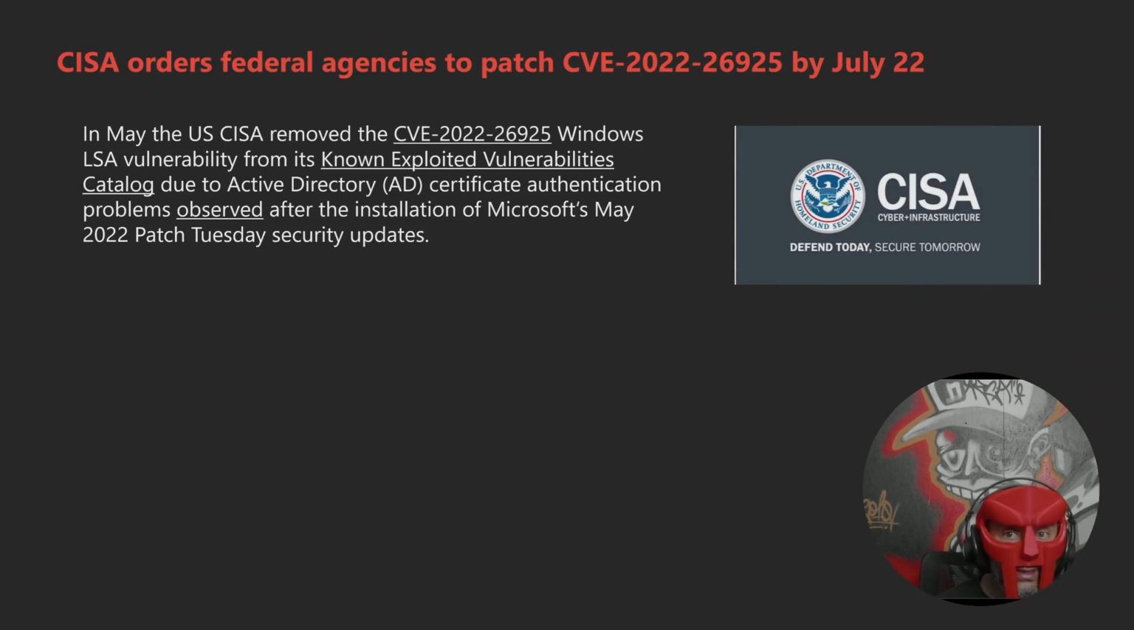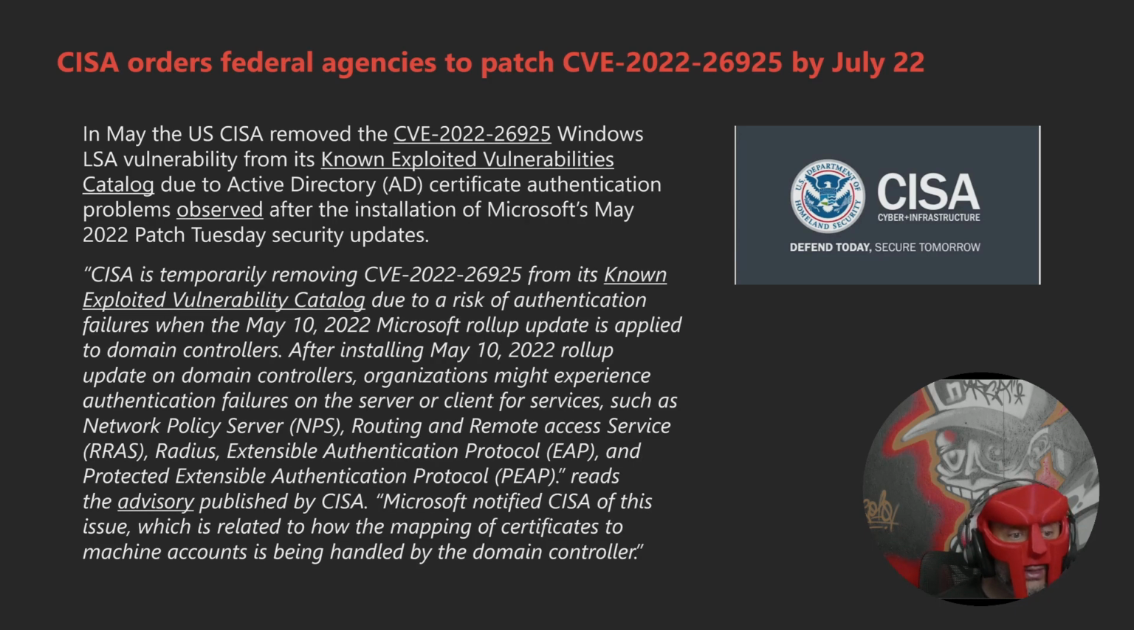In May, the US CISA removed the CVE 2022-26925 Windows LSA vulnerability from its known exploited vulnerabilities catalog due to Active Directory certificate authentication problems observed after the installation of Microsoft May 2022 Patch Tuesday security updates. CISA is temporarily removing CVE 2022-26925 from its known exploited vulnerability catalog due to a risk of authentication failures when the May 10th, 2022 Microsoft Rollup update is applied to domain controllers. So, the known exploited vulnerability catalog is important, except when it messes up a system.